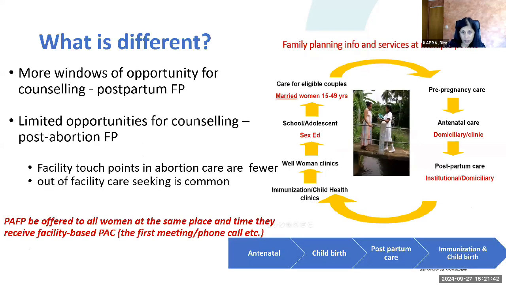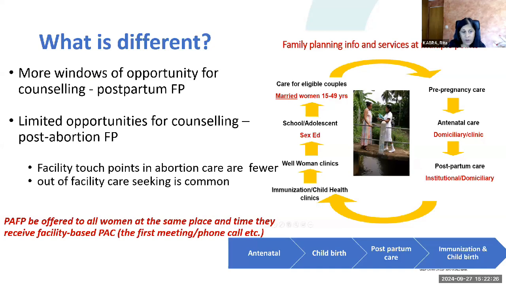But remember, there is also a very big difference, and this needs to be kept in mind whenever we are talking about this. We have enough windows of opportunity for counseling on postpartum family planning, and we should not miss them. Because when we're in contact with the women many times during antenatal, during childbirth, postpartum, we can counsel them on the importance of using contraception, so that when they come in the postpartum period, they are ready. However, when it comes to abortion, we have limited opportunities because it's not such a long time. And hence, as the facility touch points are fewer, many of the abortions are happening outside. We should try not to miss anyone anytime.